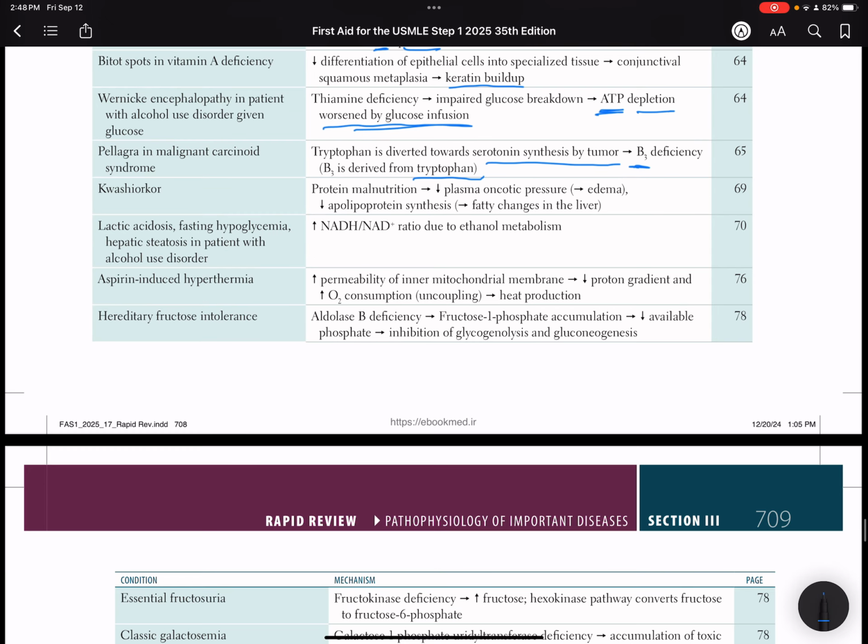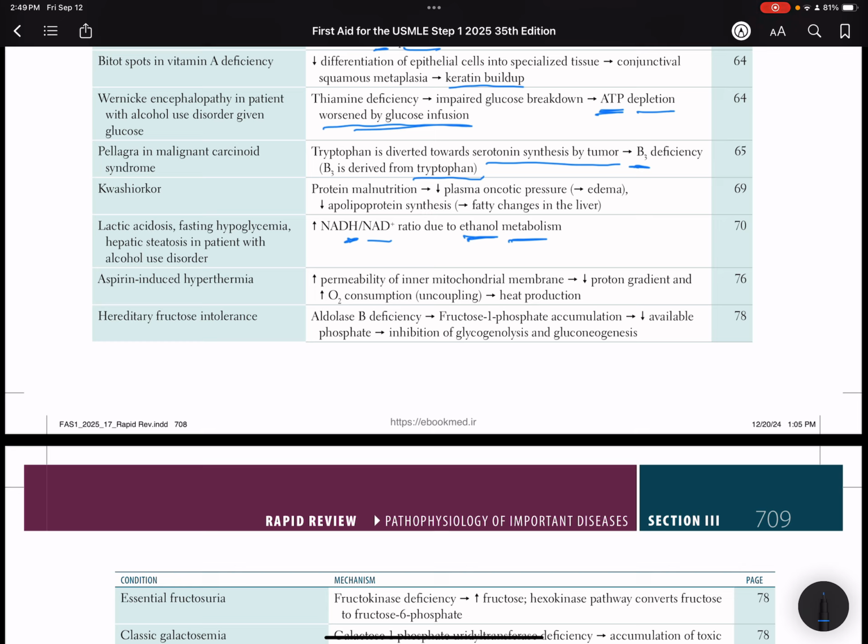What is lactic acidosis? Fasting hypoglycemia, hepatic steatosis in patients with alcohol use disorder. Lactic acidosis is caused by increased NADH/NAD+ ratio due to ethanol metabolism. When you have increased ratio of NADH/NAD+ due to ethanol metabolism, you see lactic acidosis. You also see fasting hypoglycemia, hepatic steatosis in patients with alcohol use disorder.